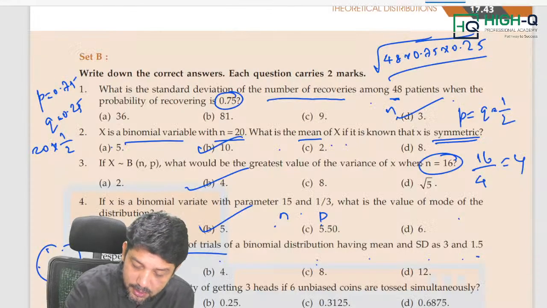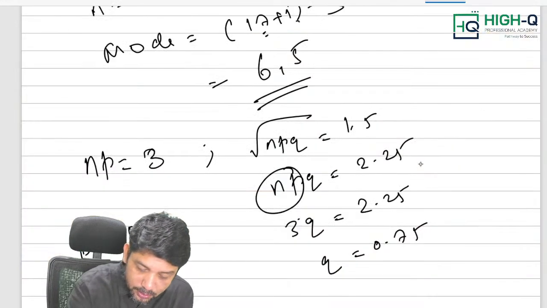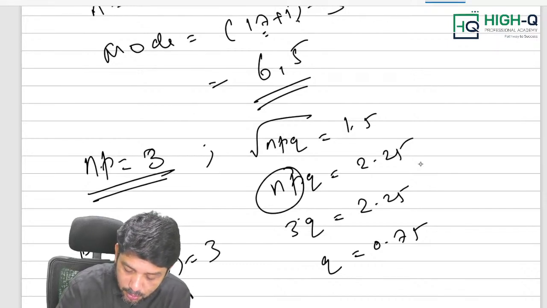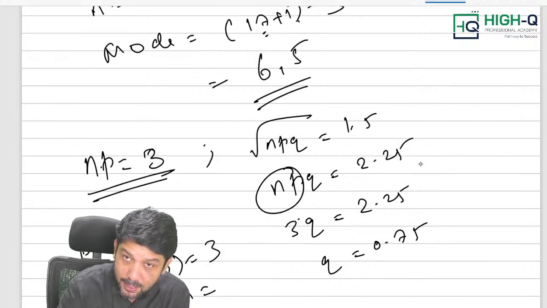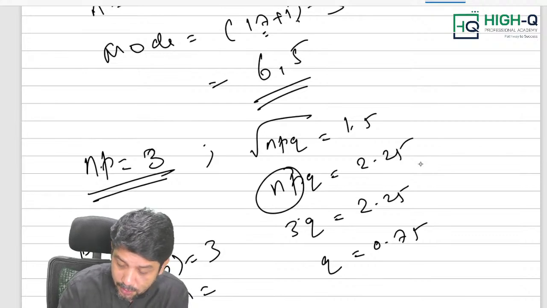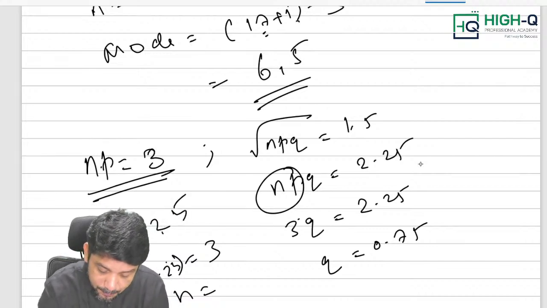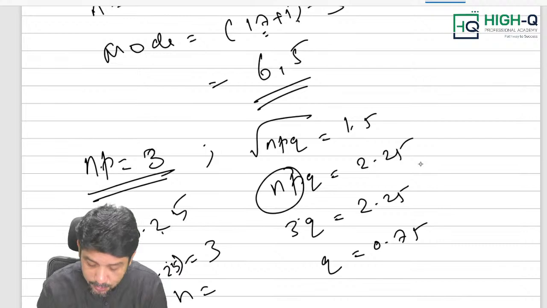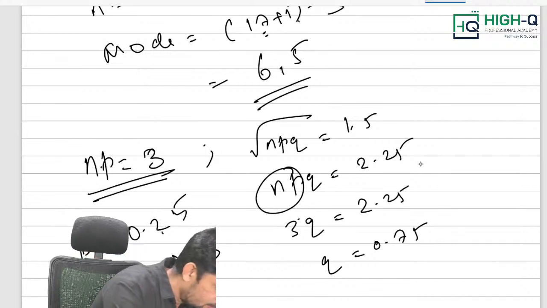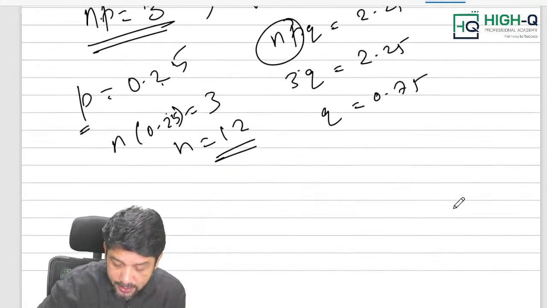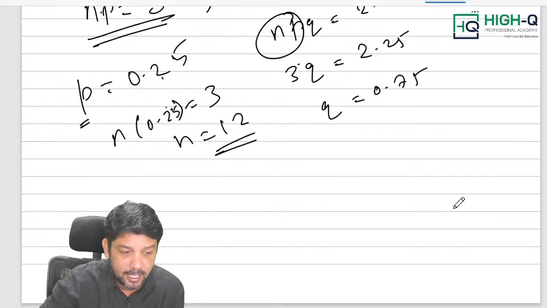Now, what does the question ask you to find out, my dear? They ask you to find out the number of trials. Number of trials means n. Just put p is equal to 0.25 here. n into 0.25 is equal to 3. n is equal to what, my dear? 3 by 0.25. What is 3 by 0.25? 12. So, n is equal to 12. Is it clear, all of you? n is nothing but 12.